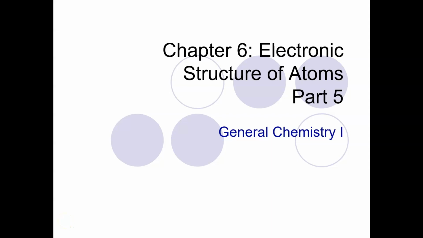So this is part 5, the last part of the chapter 6 electronic structure of atoms set of lecture videos. In part 4, we learned about electron configurations, all the rules that you have to follow on where the electrons go in an atom. We learned how to draw the orbital diagrams, which are just the boxes with the arrows pointing up or down. The arrows represent electrons, the boxes represent the orbitals. And we talked about how to do condensed or noble gas electron configurations for the elements that have lots and lots and lots of electrons.